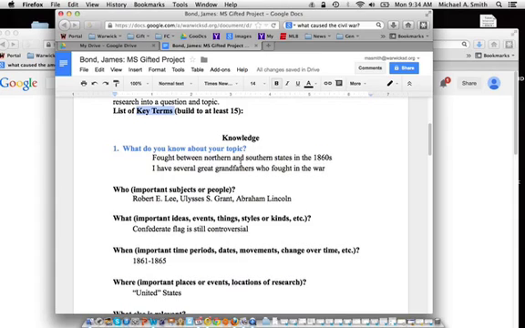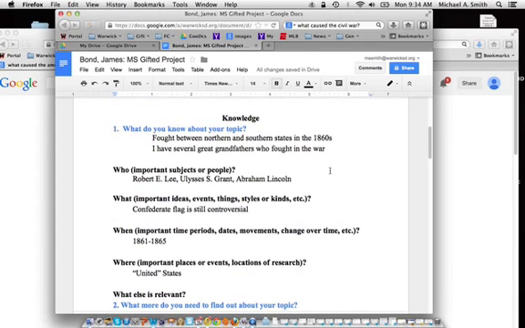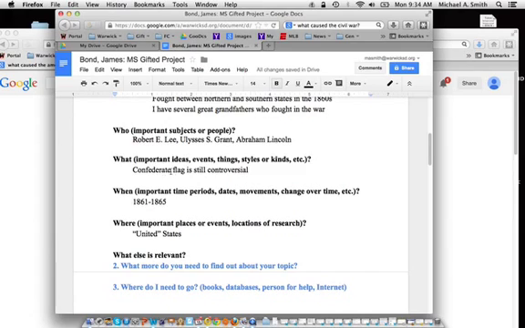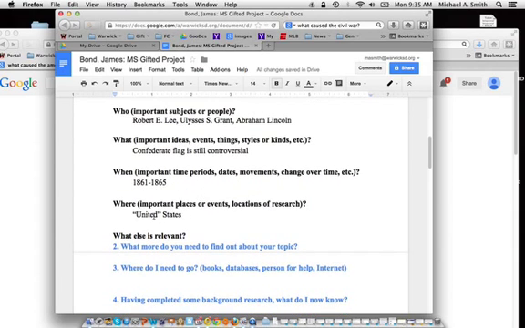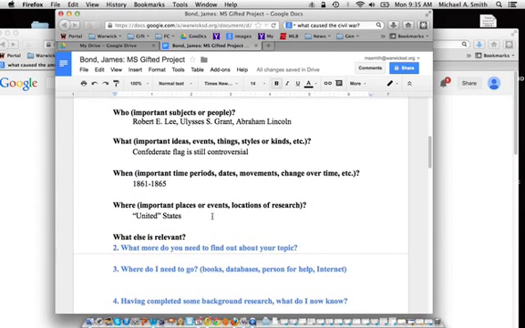I know it was fought between the North and Southern states in the 1860s. I had several great-grandfathers who fought in the war, so it gives me some personal connection. I've heard of these people. I know about the Confederate flag being controversial, wondering why that's the case. My dates are 1861 to 1865, and this was fought where? In the quote-unquote United States, because they were disunited at this time.